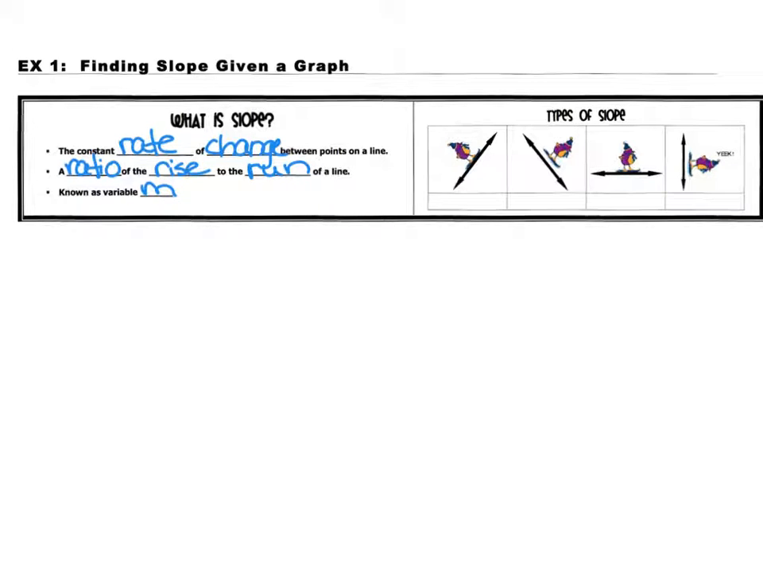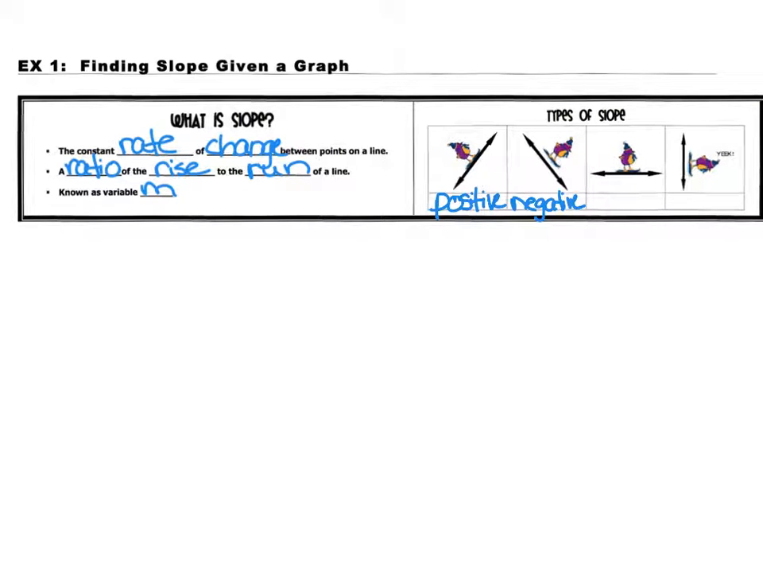And let's take a look at the types of slope. There are 4 different types that we will be talking about. So this one is considered the positive. If it goes up from left to right, kind of like you're reading a book, it is positive. If it's going down from left to right, it's going to be negative.